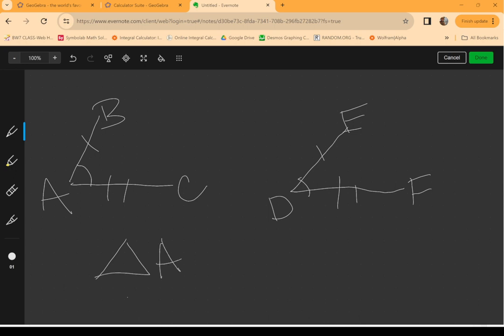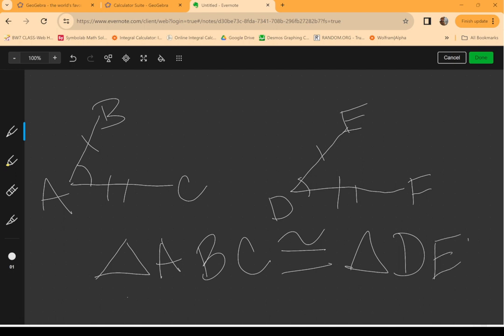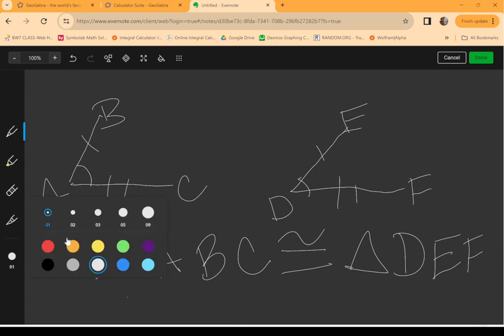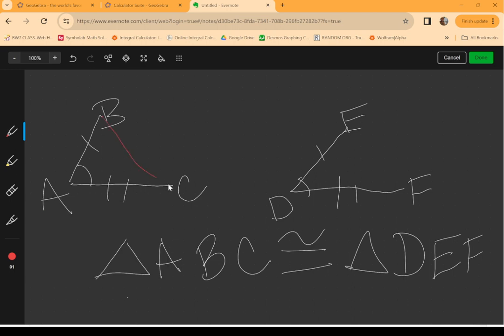A, B, C is congruent to triangle D, and let's be careful here, D, E, F. Remember, order is going to matter here. So we know that if we know these conditions, in order to fill in or to create the triangle, there's only one way to do that. And in doing that, we get the exact same triangle, making it congruent.